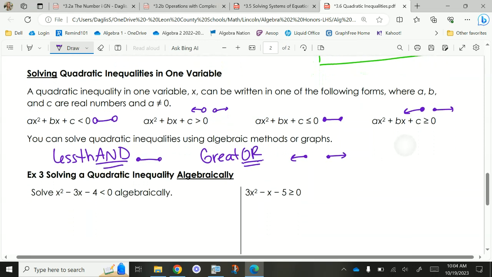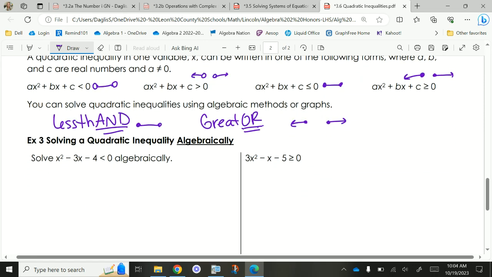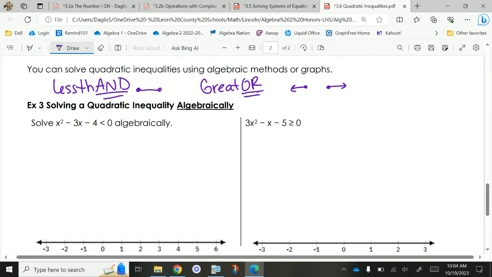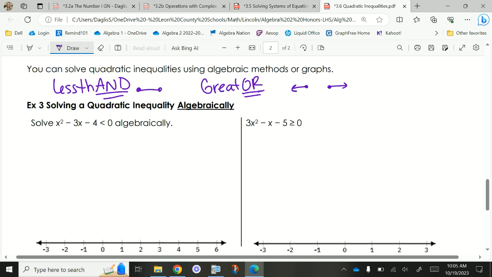So now we're going to solve them algebraically. Looking at our first one, x squared minus 3x minus 4 is less than 0. So we have to solve. How do you solve quadratics? We have all the different ways, right? There's basic factoring, there's slip and slide, there's complete the square, there's quadratic formula, right? All the different ways. Which one can we use for this problem?